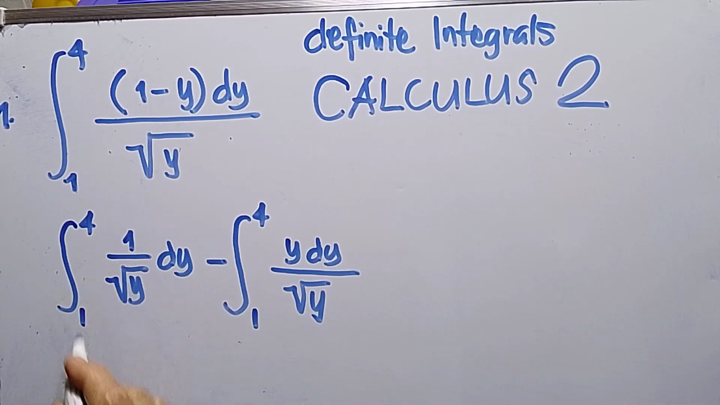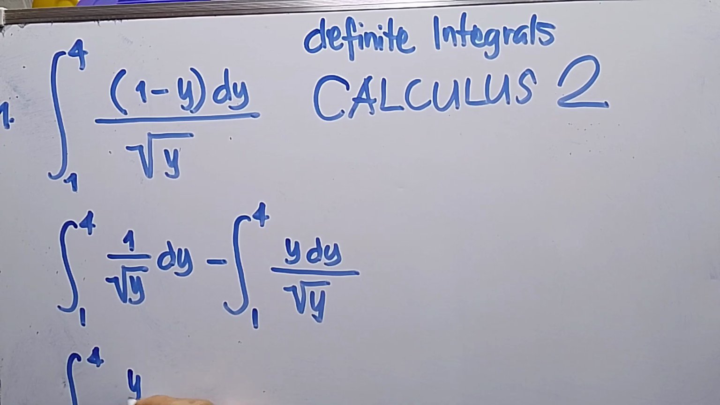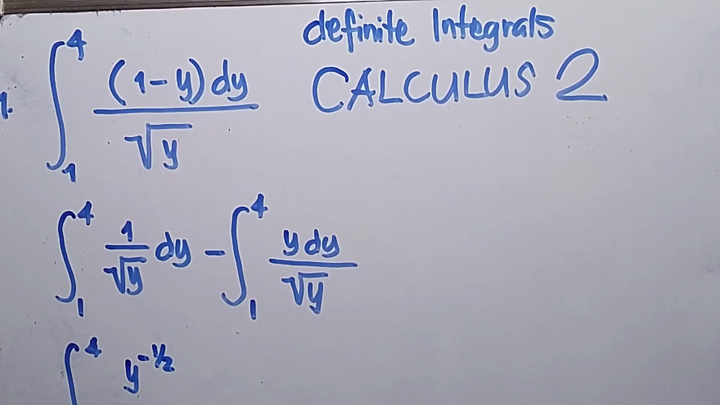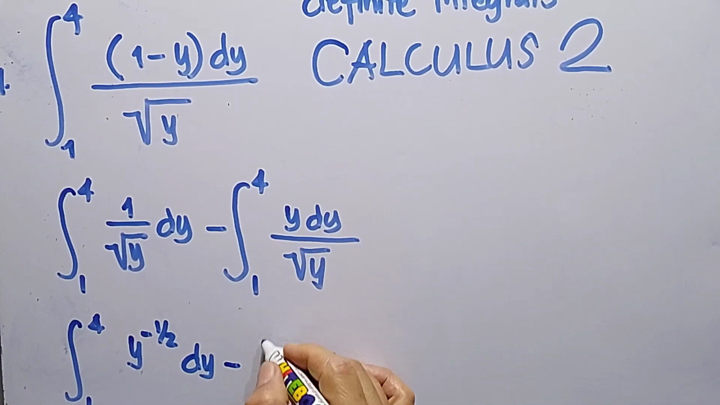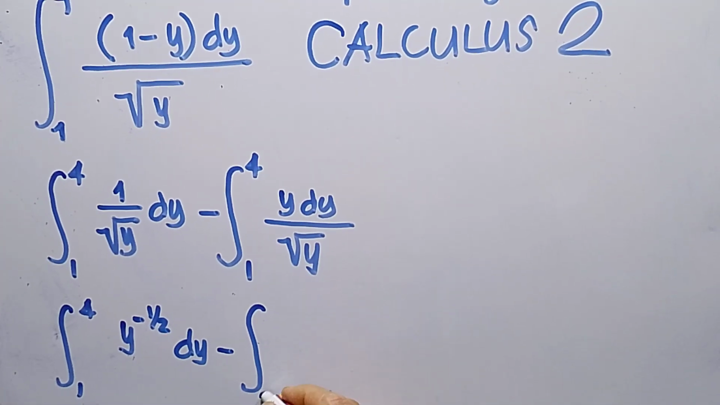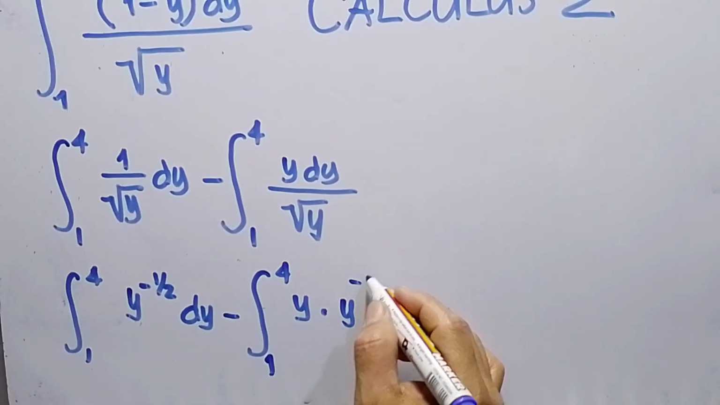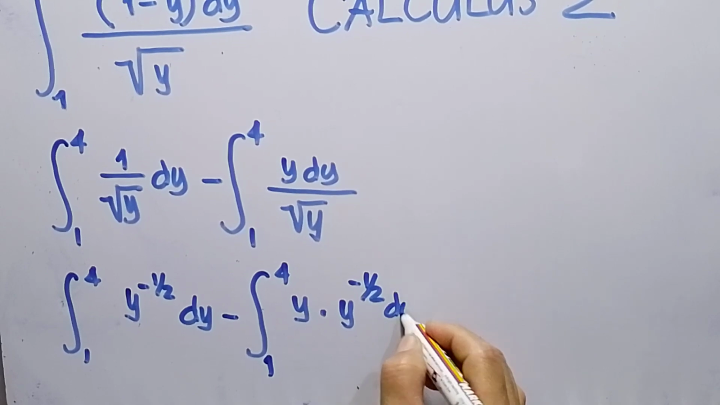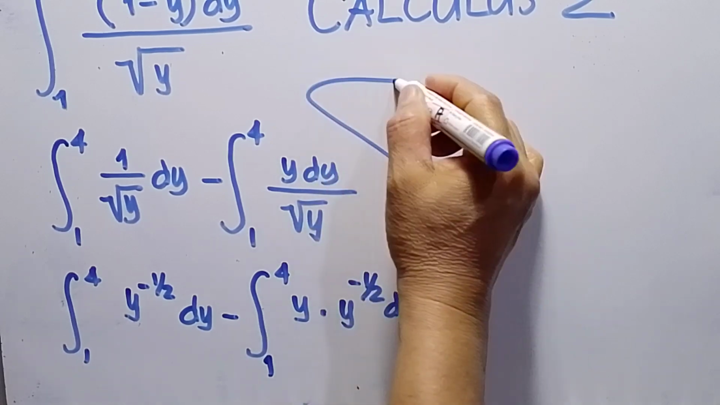Okay, so apply the index laws or laws of exponents. This will be the integral from 1 to 4; I need to raise this up, so this will be y raised to negative 1/2 dy. Then minus this one; I will also raise the square root of y from the denominator. So this will be the integral from 1 to 4 of y times y raised to negative 1/2 dy. So we need to simplify for the second.